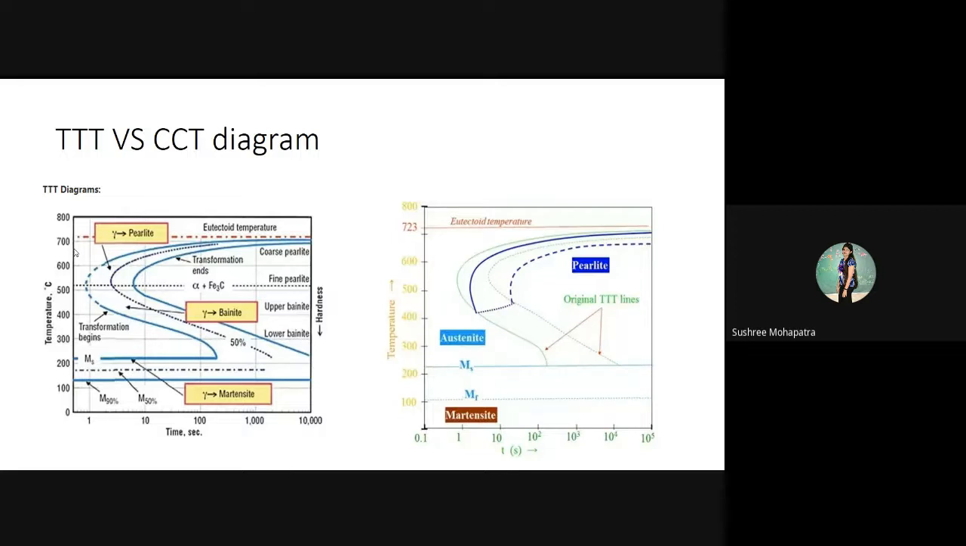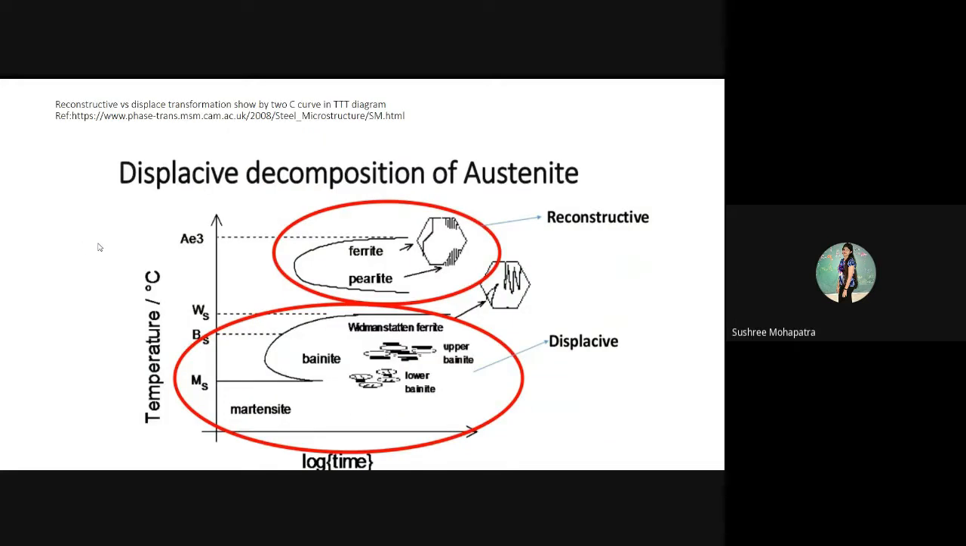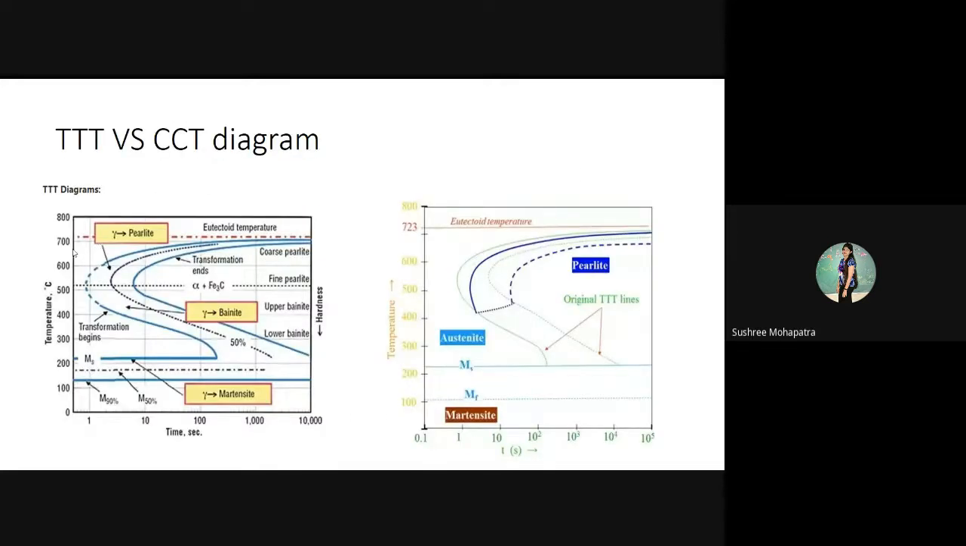That's why the TTT diagram is also called the IT diagram, isothermal transformation diagram. So I am holding my steel at this temperature now from austenite. Initially my steel is at this temperature, and now I am holding the steel at this temperature. So what will happen? I am going down to this temperature. Once I go down to this temperature, the austenite will not remain. Austenite becomes unstable, so it will start transformation.